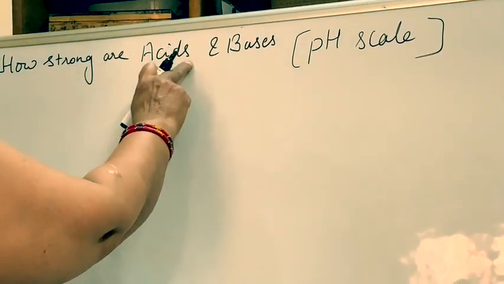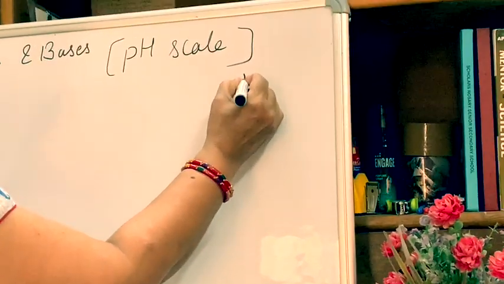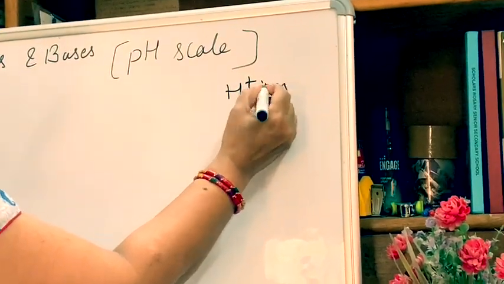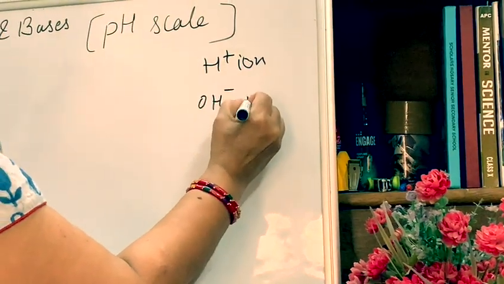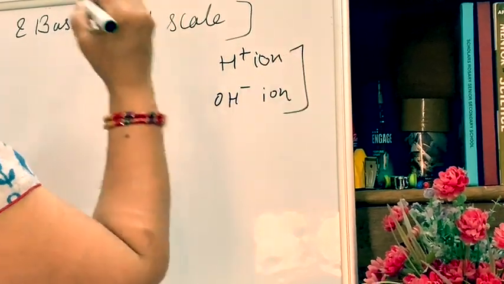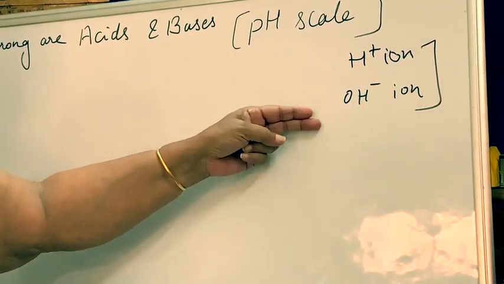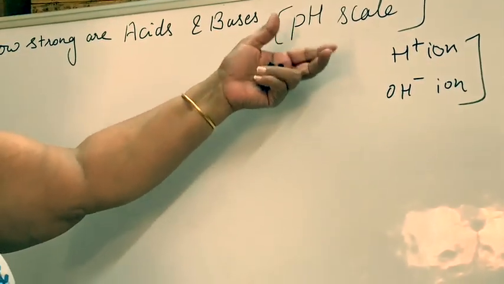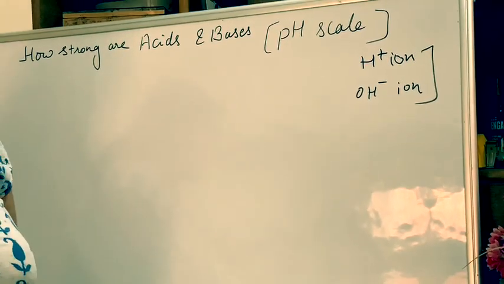So acids give acidic property because of H+ ion, right? And bases show their properties because of OH- ion. When they dissolve in water, they release these two, they dissociate, and that is the reason they are showing their acidic property or basic property.